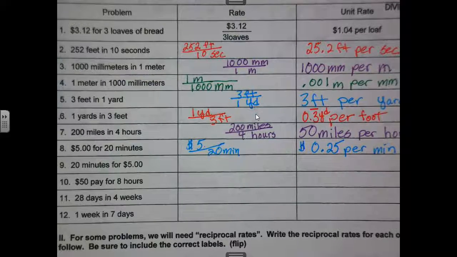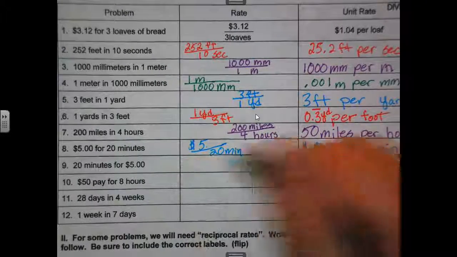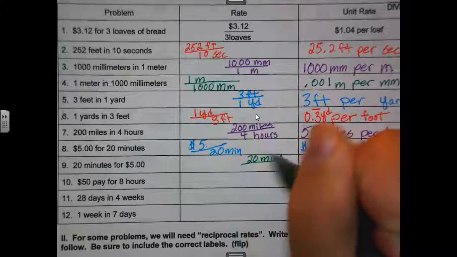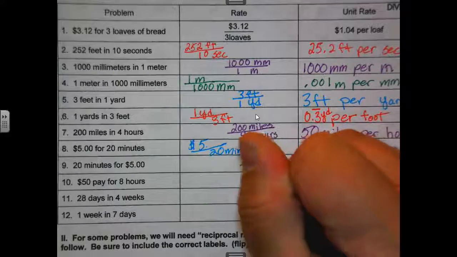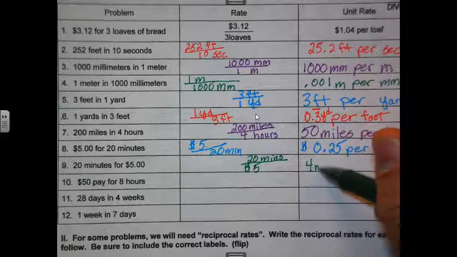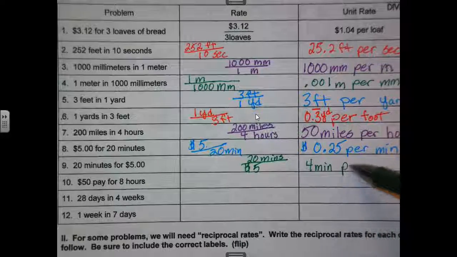What about 20 minutes? Now here's where you're going to get 20 minutes for $5. How much per buck? Minutes per buck.